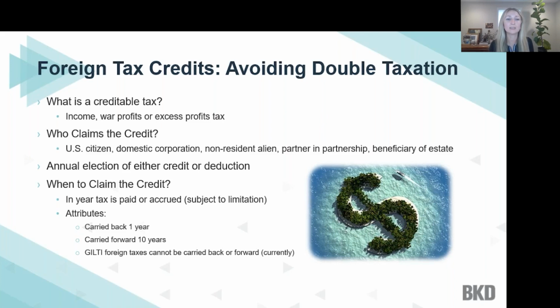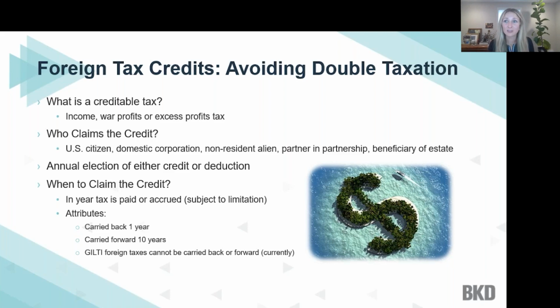So while GILTI is intended to be a disincentive for corporations to generate profits overseas, there's not a net cost to doing so as long as the foreign taxes available for credit are at least 13.125%, which we will briefly discuss on a later slide.